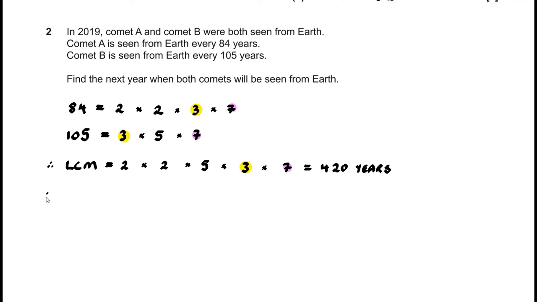So now for the year, we've got this 2019, and we add on to this 420 years. And if we work this out, the year in which we see both comets from Earth at the same time, we have 2,439. So we have 2439.